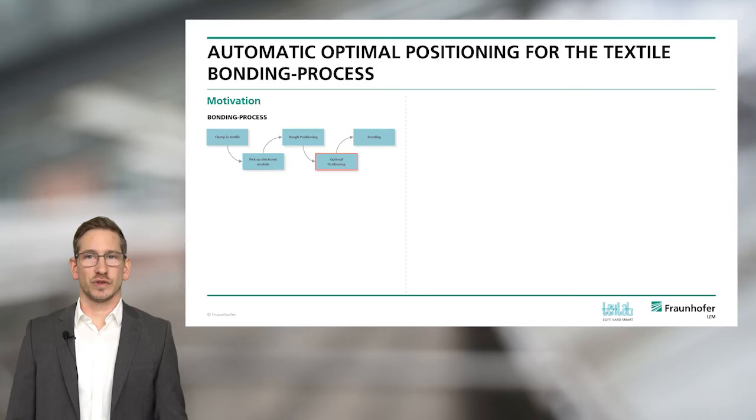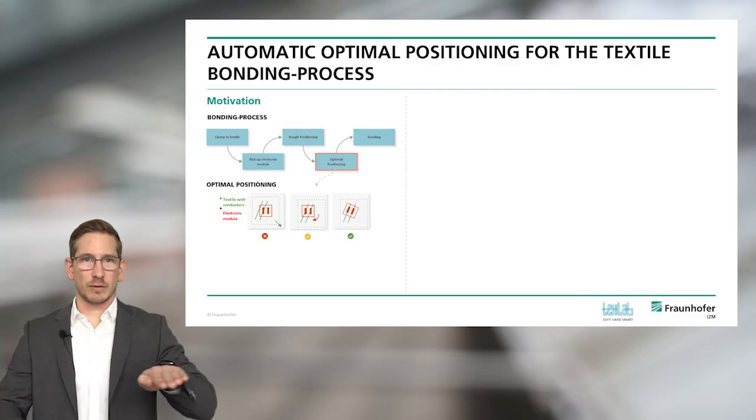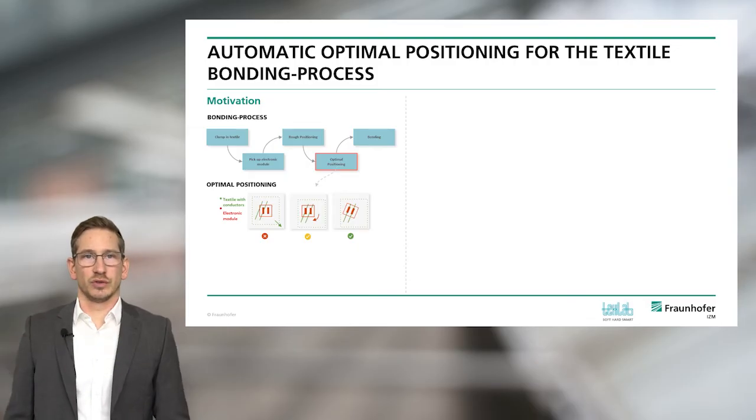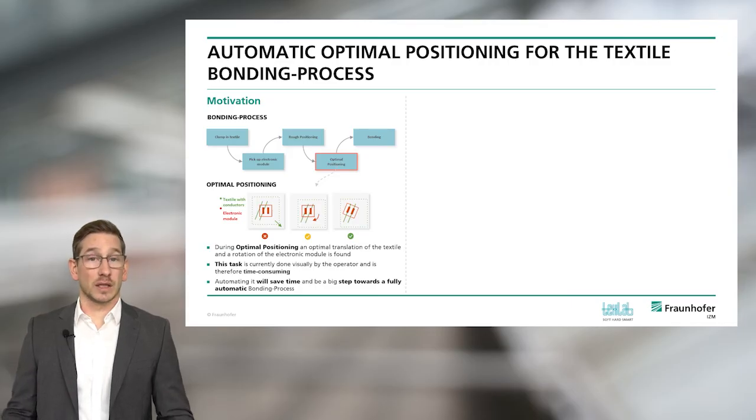For the optimal positioning, you basically move the textile in X and Y direction, and we are able to rotate the module. So during optimal positioning, the optimal translation of the textile and the rotation of the electronic module is found. And as mentioned before, this task is currently done visually by an operator and is therefore time consuming. If we are able to fully automate this process, we can save a lot of time, and this process finally gets interesting for the industry.